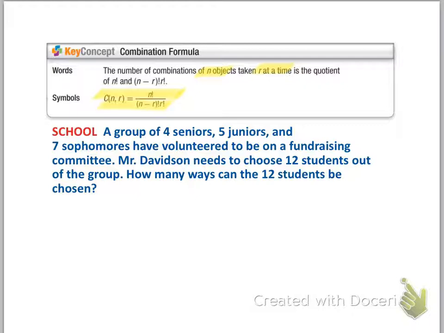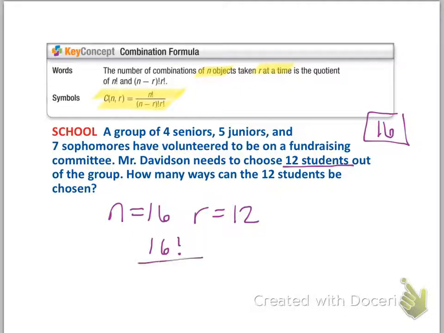So we've got 4 seniors, 5 juniors, and 7 sophomores. That's a total of how many students? It's 16 students. And we need to choose 12 students to be on this volunteer fundraising committee. Okay, so we've got N is 16 and R is 12. So we plug that into our formula. We've got 16 factorial divided by 16 minus 12 factorial times 12 factorial. And we're just going to type that into our calculators.